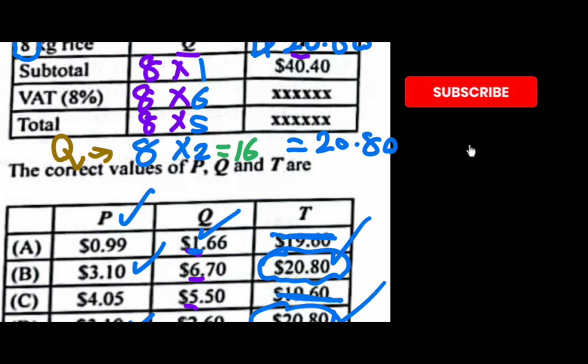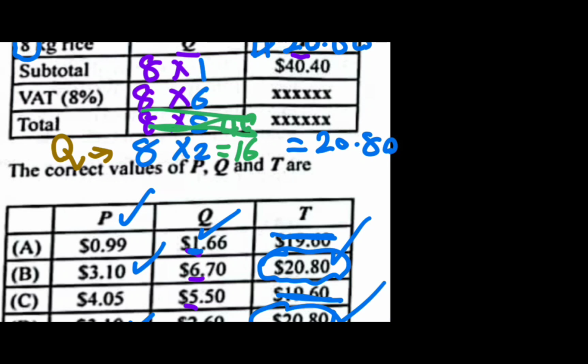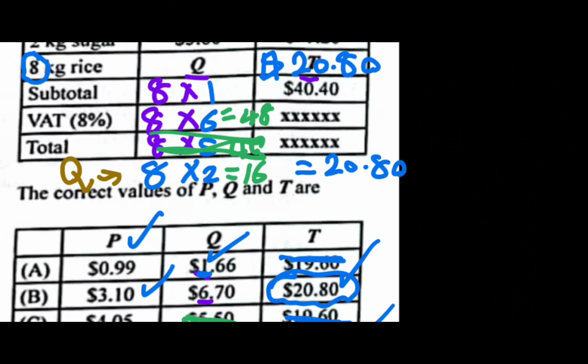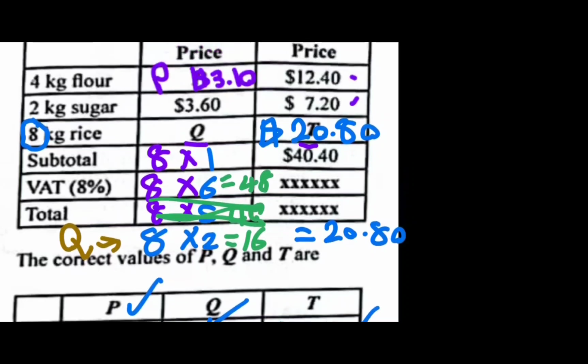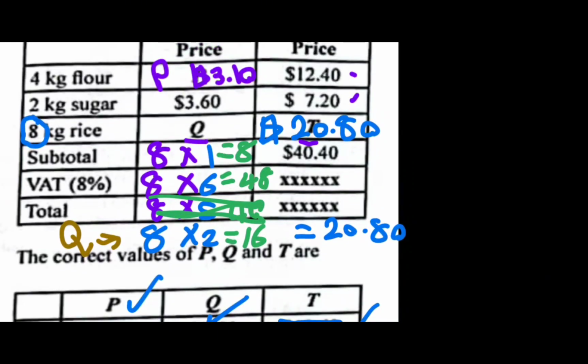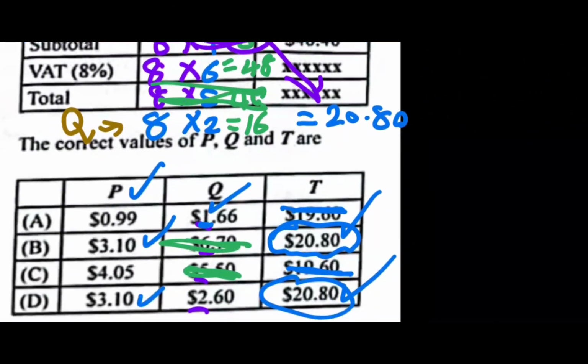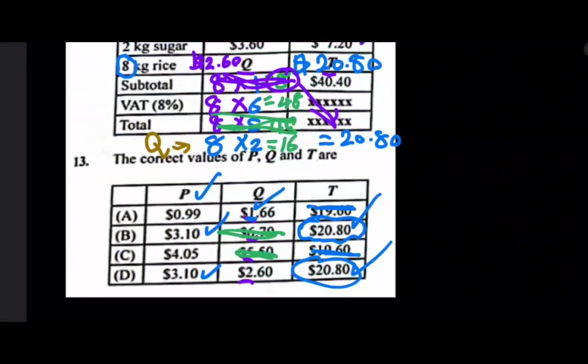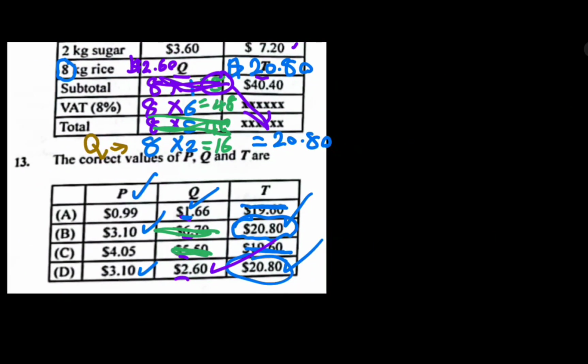8 times 2, that is 16. 8 times 5, that's 40. Oh, that's way past this, so we are going to have to cancel that. 5 is not going to work. 8 times 6 is 48. That's way past 20. This would have to go. And 8 times 1 is just simply 8. That is way too low for 20. So our answer would have to be $2.60. So Q is $2.60. So our answer for item 13 is D.